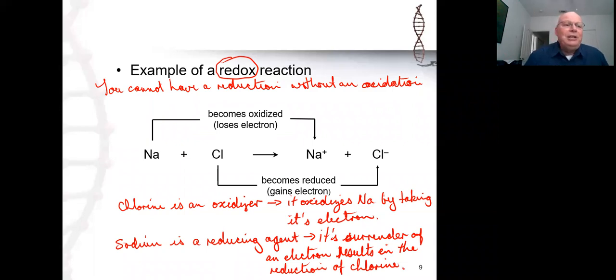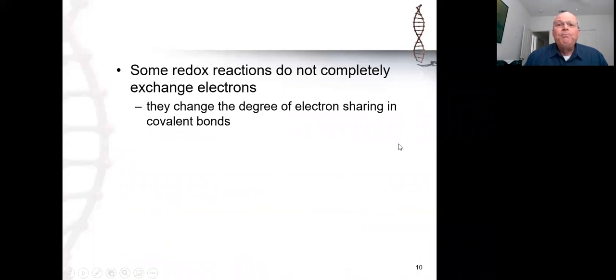But nonetheless, it does happen, and it's really important because this is the explanation of oxidation and reduction in cell respiration, and it's something that we really need to be aware of. So let me give you another example of an oxidation reduction reaction, but in this case, it's all about covalent bonds. And remember, covalent bonds are all about sharing electrons.